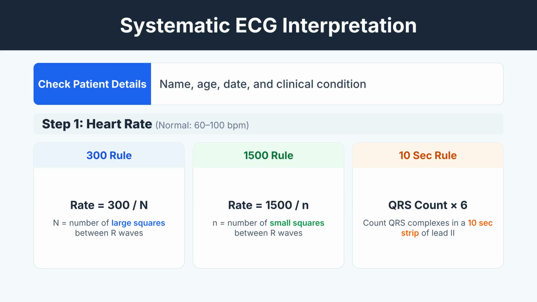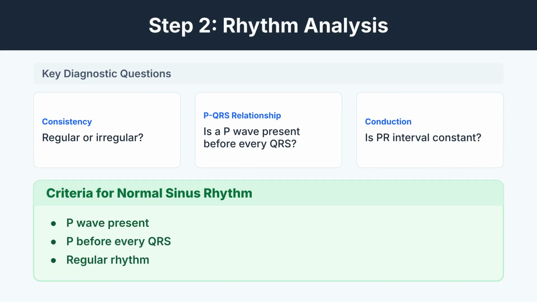3 primary rules are used: the 300 rule using large squares, the 1500 rule using small squares, and the 10-second rule counting QRS complexes over a 10-second strip. Step 2 is rhythm analysis, focusing on consistency, PQRS relationship, and conduction.